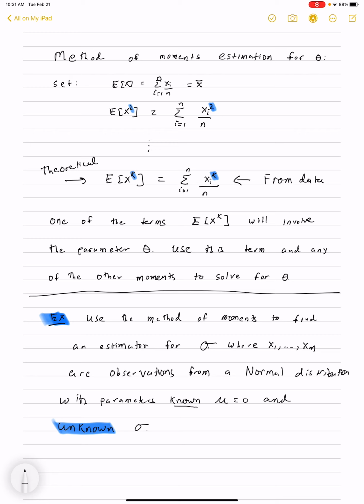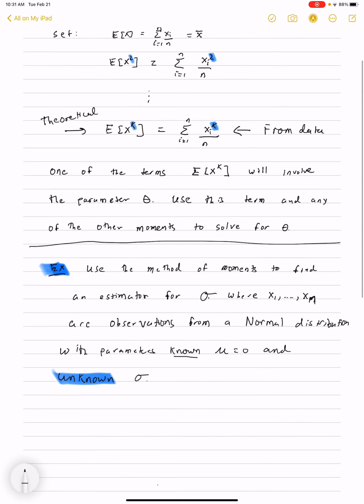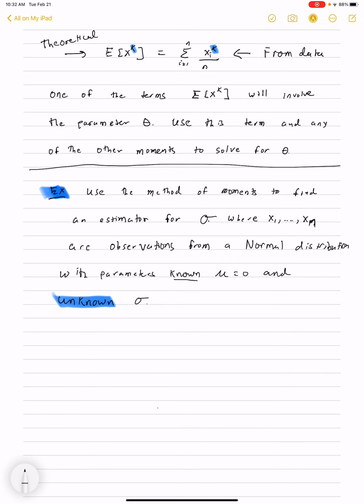Now, I'm going to just make my life easier. This is x1 through xn. And let's go through this process. Now, if we did the method of moments and we started with the first moment, that's not going to be useful, and let me show you why.